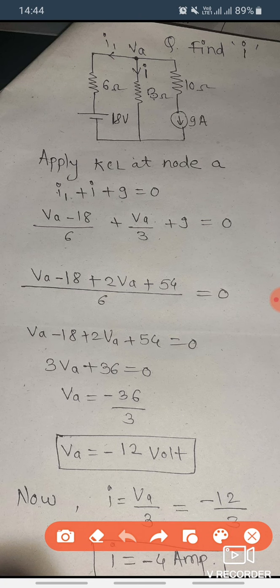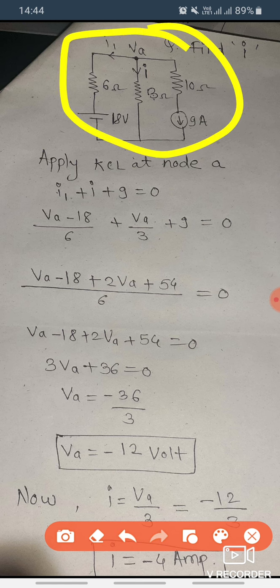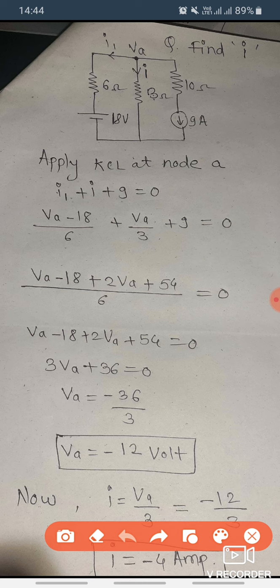Now we can see this is the problem given, and here we have to apply Kirchhoff's current law to node A, right? Here I applied Kirchhoff's current law to node A. As you may know, Kirchhoff's current law states that all incoming currents are equal to all outgoing currents, right?